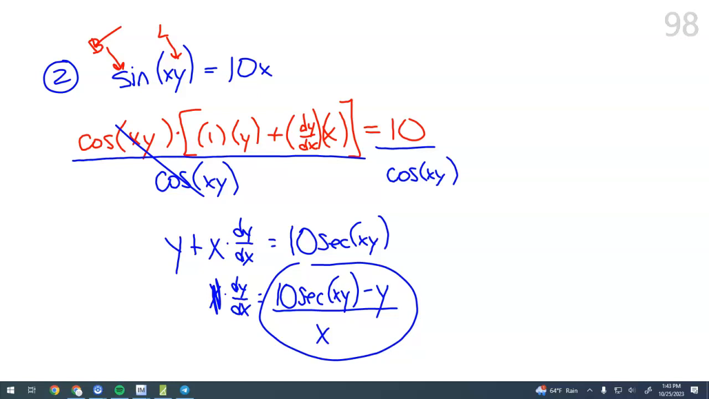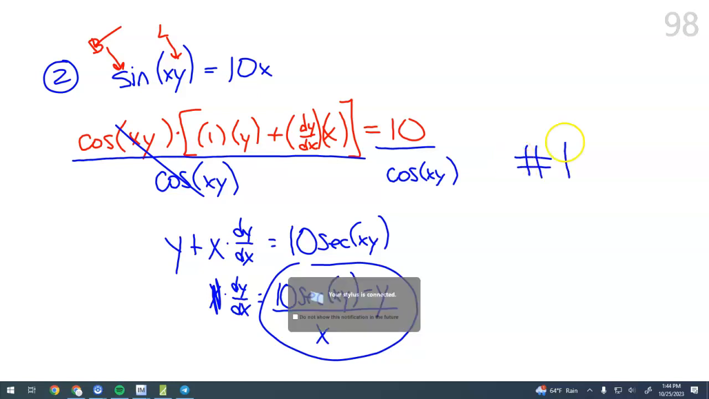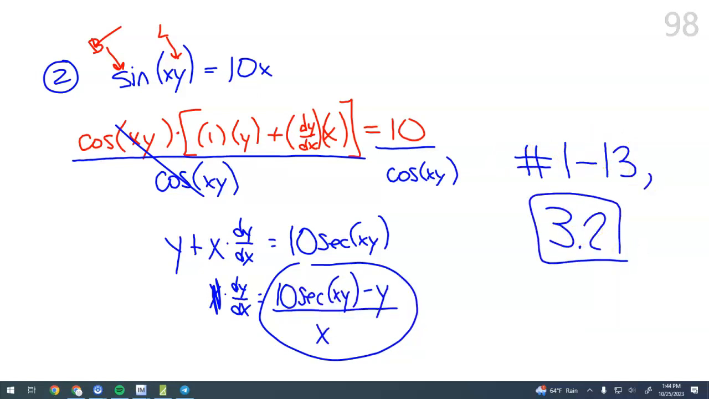You said 1 through 13 in section 3.2. And then tomorrow, I think you probably know what's coming. With implicit differentiation, find the slope, find the equation of the tangent line, find the horizontal tangent line. Same stuff we've been doing, just with a new way of taking the derivative. Right now, you should be working on 1 through 13. Let me know if you have questions.